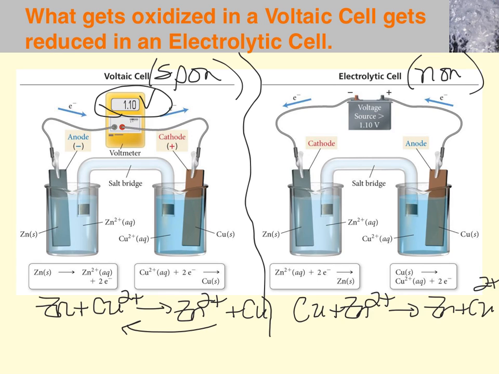And the overall voltage would be a negative value, so this is the amount of voltage that must be added to the cell in order to get this non-spontaneous reaction to occur. If you were to calculate the E cell standard voltage for this, it would be minus 1.10 volts.